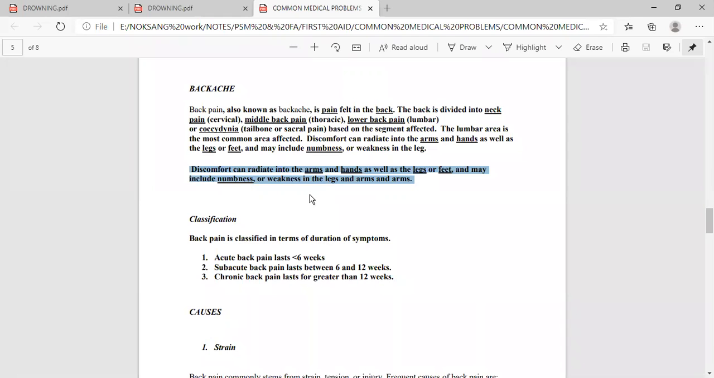And it might include pain, numbness of the body. Then there might be weakness in the legs and arms. So these are some of the signs and symptoms: numbness, weakness, pain. And the discomfort can radiate to your arms, hands, legs, and also your feet, especially during winter season.